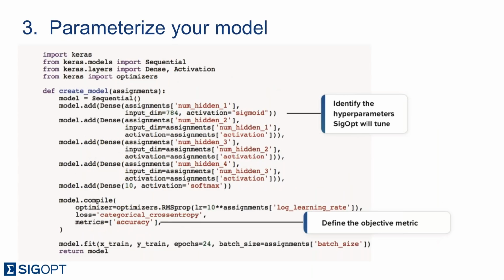The next step is that you parameterize your model. This is intended to be a slight modification of your existing model code, where you allow SigOpt to suggest values for the parameters you're tuning. Our goal is to make this as small a modification as possible from the code you're already writing, to make integration as easy as possible. Your team will also define the objective metric that you'll be optimizing, which in this example is the accuracy of the classifier.